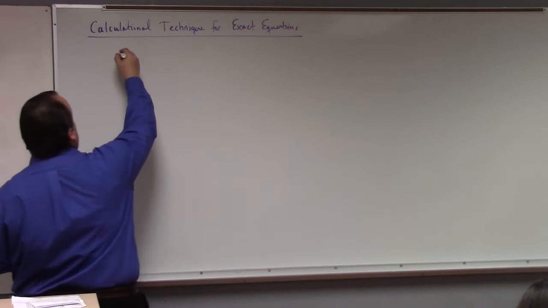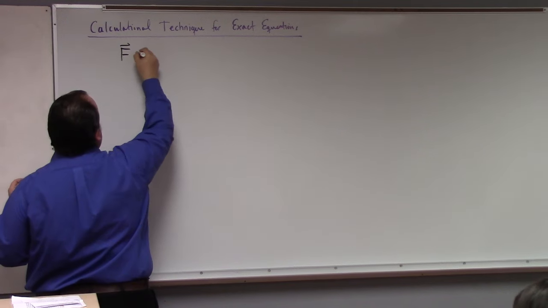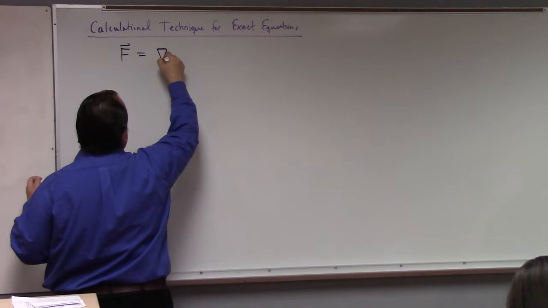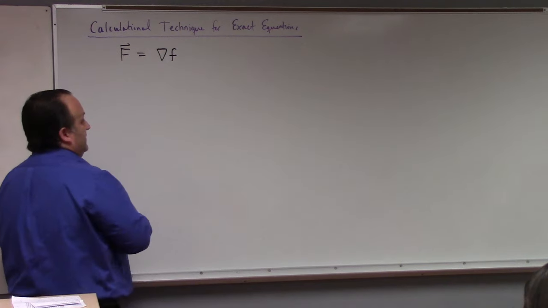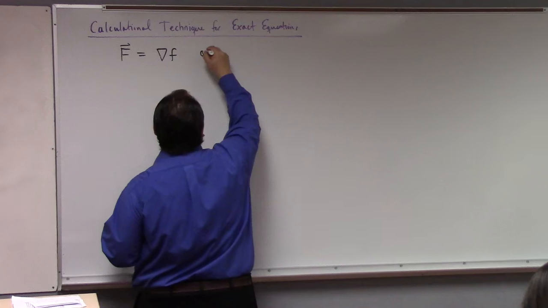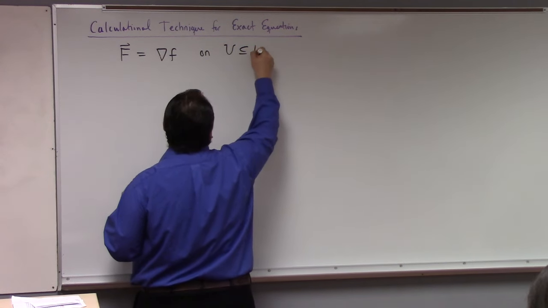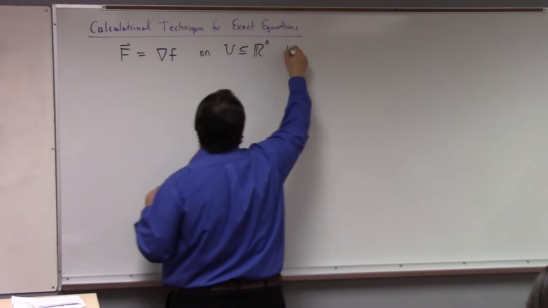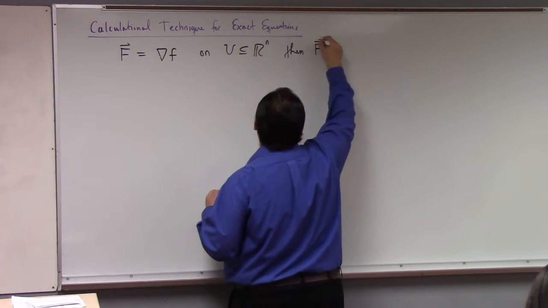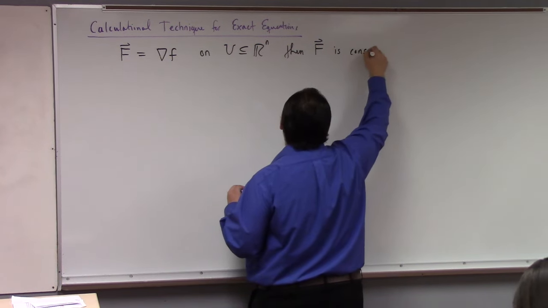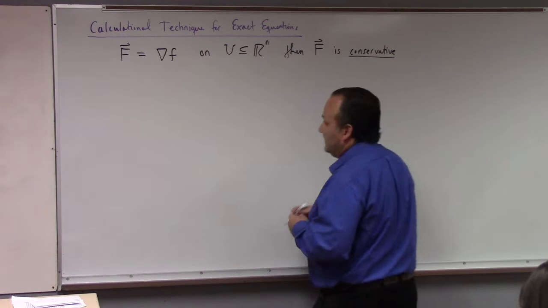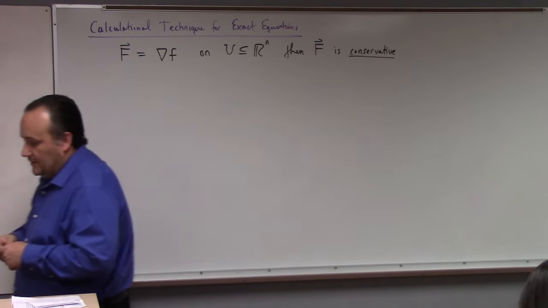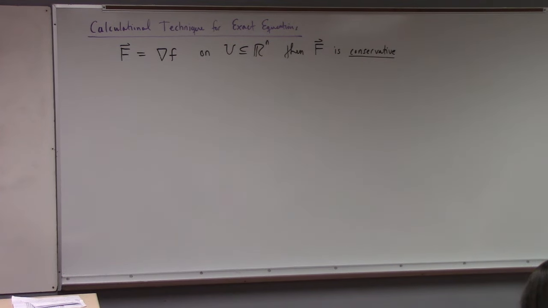A conservative vector field is F such that it's equal to the gradient of some potential function, which I'll call little f here, right? If that's true on U, which is some subset of R^n, then F is conservative. We'll come back to that another day and talk about how that has to do with conservation of energy. There's a problem at the end of your homework about that, yeah? Physics 231 is a prerequisite, and we do actually make use of that prerequisite in this regard.